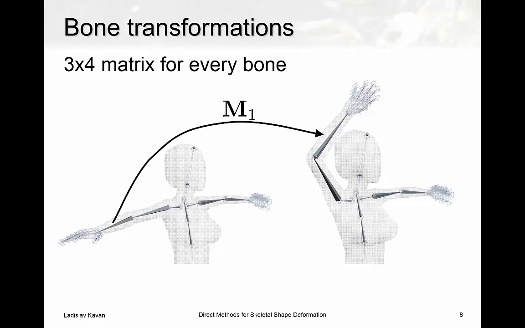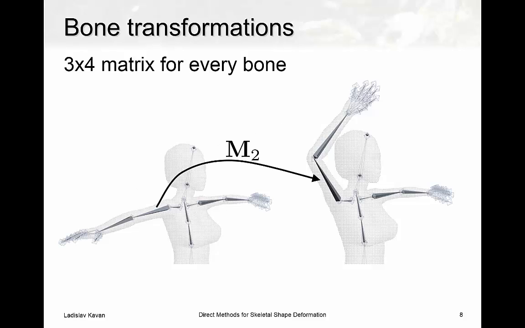For example, I need a transformation which tells me where the forearm bone maps from the rest pose to the current animated pose. And this animated pose is changing in time as the character is dancing around, whatever she's doing. So this is M1 for the forearm bone, M2 for the upper arm bone, and so on for all the remaining bones in the body. So you have as many transformations as you have bones.